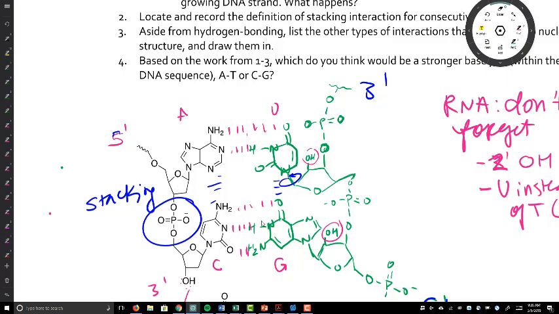Oh, did I have a different one? Oh, okay. All right, guys. It is the same question. So 5, stacking interactions. List the types of interactions. Add the next nucleic acid, and then try to add ACT and see what happens.